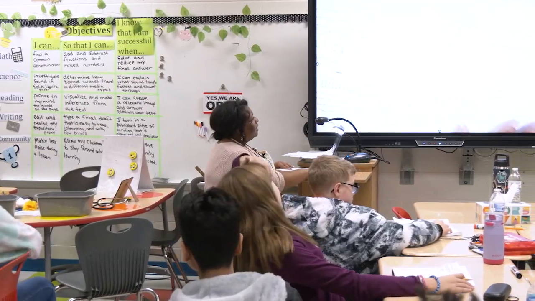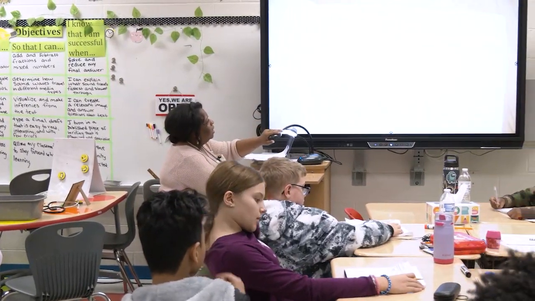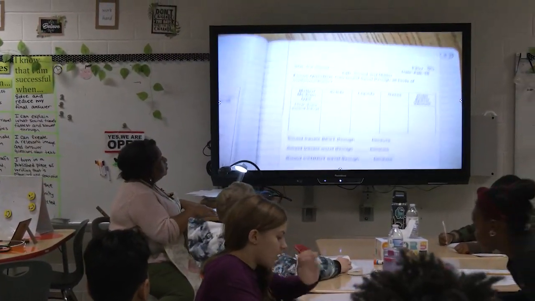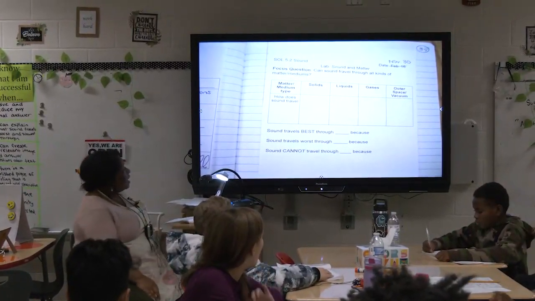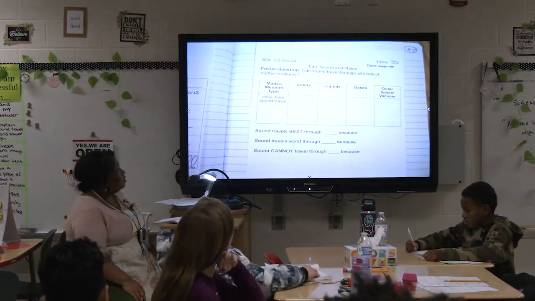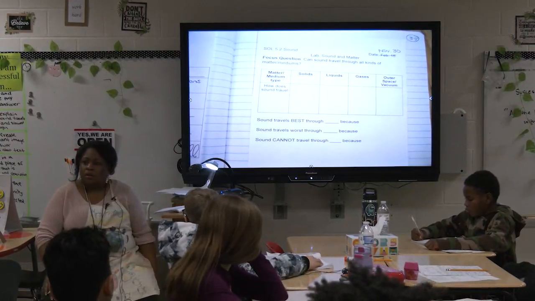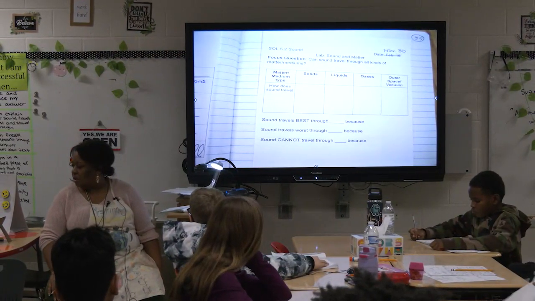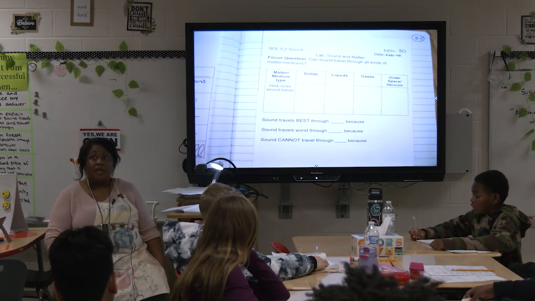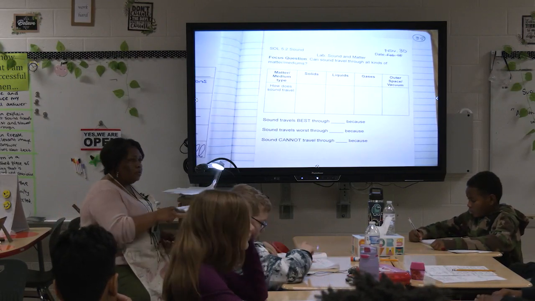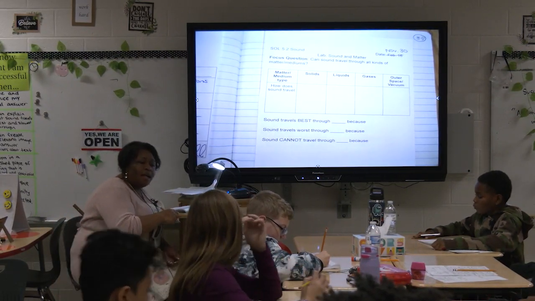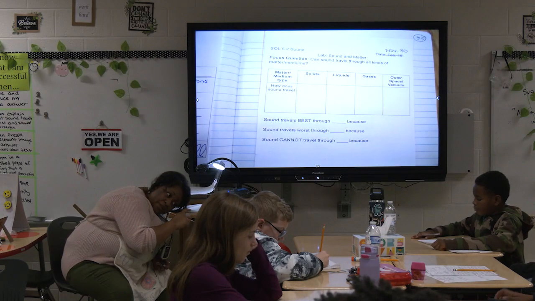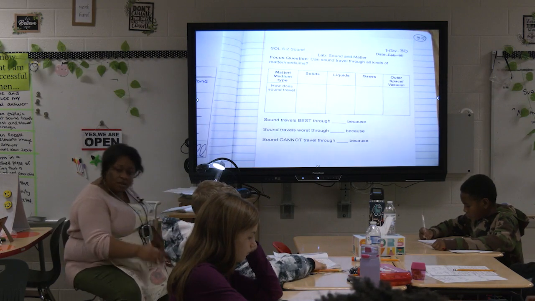Okay, let's turn off that light next to the door again and fill in our data. It says matter and medium type. How does the sound travel? So solids, which one was that? The desk, the stethoscope, or the tube? The desk. So when you tapped and listened, and when you put your ear to the desk and tapped and listened, what happened?